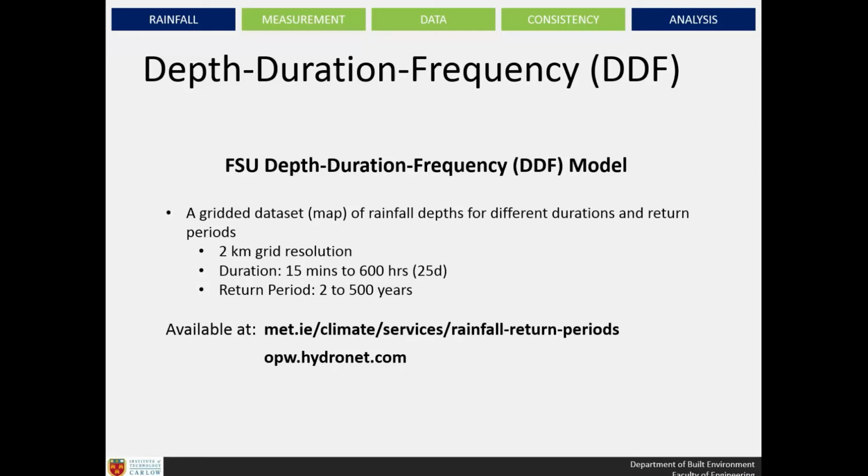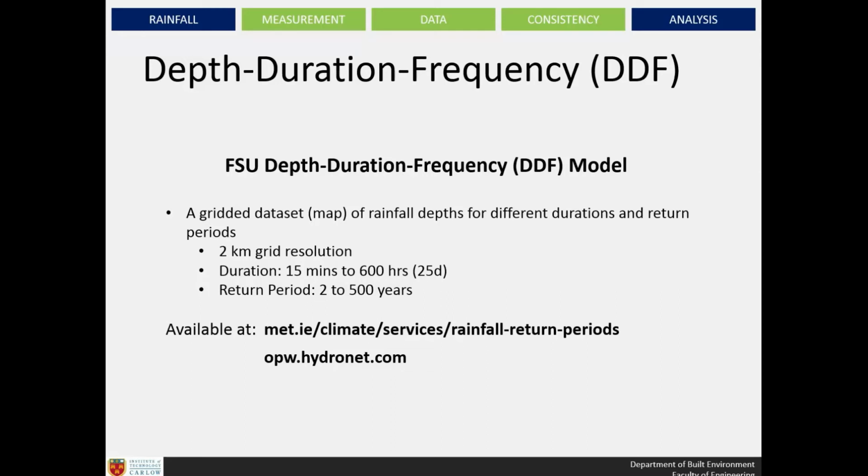So they analysed all available long-term rainfall data and carried out frequency analysis on it, and the output was a DDF model of 2-kilometre grid resolution, looking at rainfall durations from 15 minutes to 25 days, and for return periods of between 2 years and 500 years.